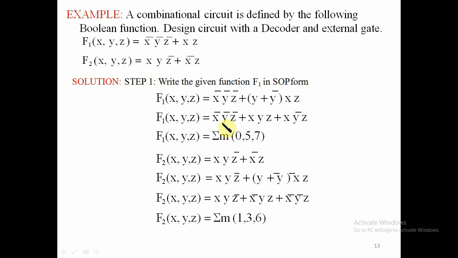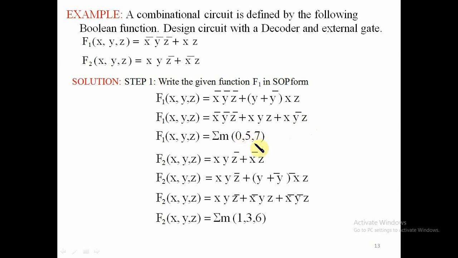Then we find the equation. X bar Y bar Z bar means 0, 0, 0, which is 0. Next XYZ is 1, 1, 1, that is 7. Next 1, 0, 1 is 5. So we get the equation m(0, 5, 7).